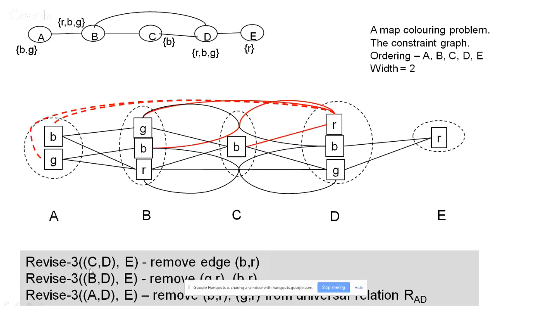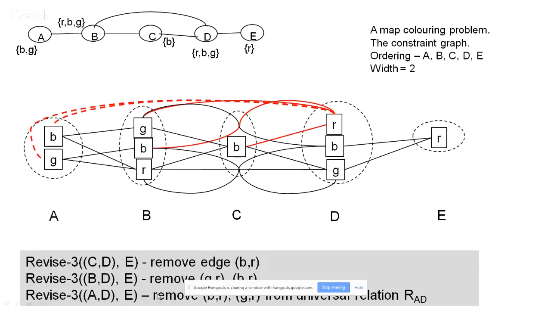We are doing everything with respect to variable E first. So when we revise CD with respect to E, we end up removing this edge BR, which I've shown in red, going from region C to region D. If you revise BD with respect to E, then you end up removing two edges. One is B to R, and the other is G to R, because they cannot be extended to E. That's basically because if you choose red for D, then you can't choose the value for E.